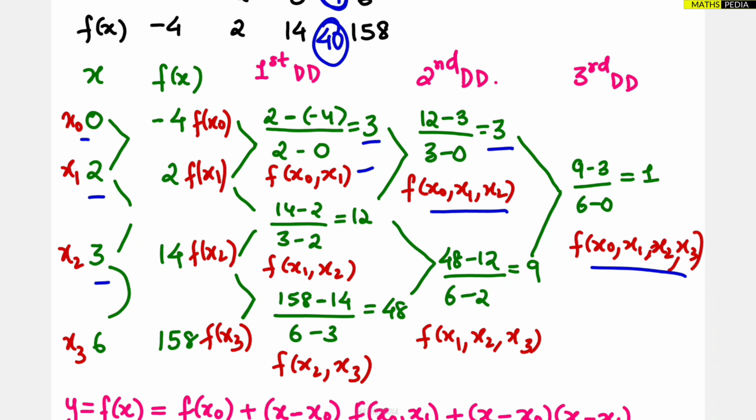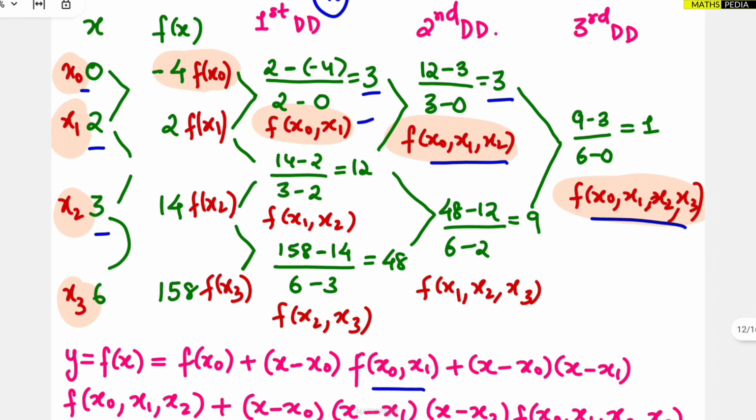Okay. So that means what values are we utilizing in the formula? We are utilizing all the x values, x0, x1, x3, everything. But for the other columns, we are utilizing just the starting values: f of x0, this value, this value, this value. All these values have been utilized in the particular formula.